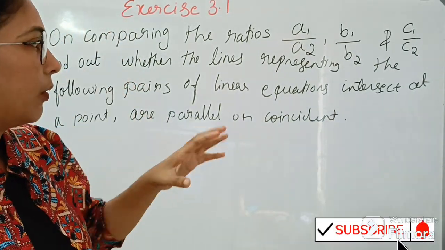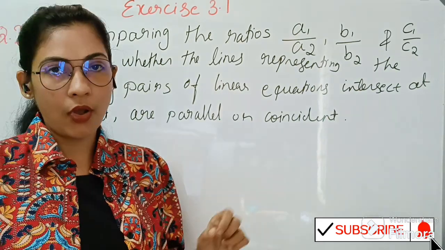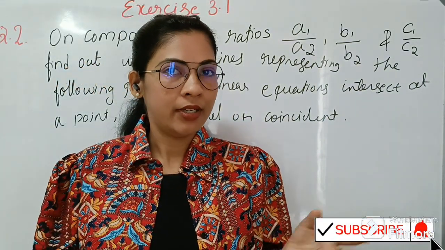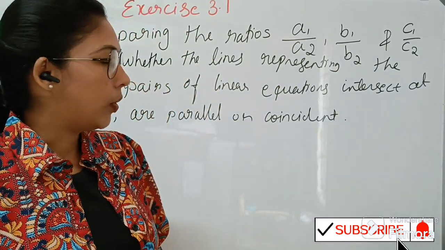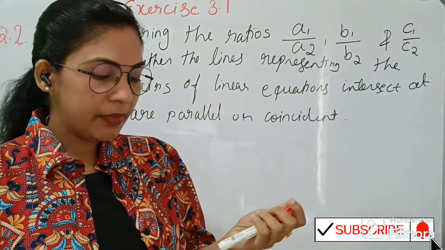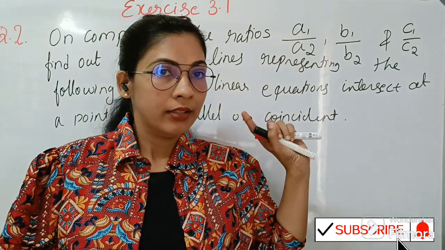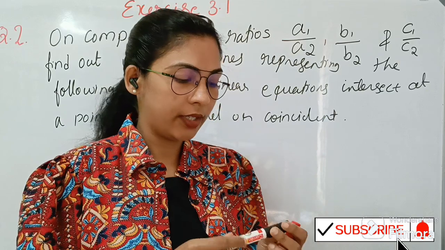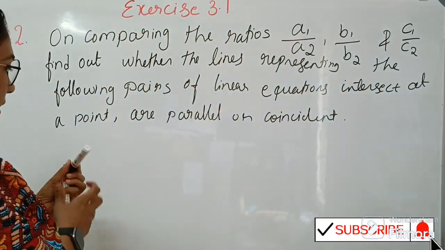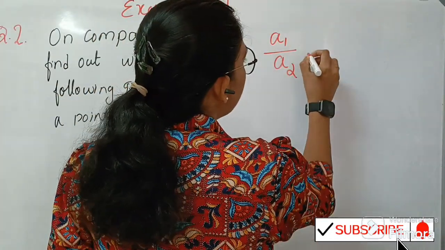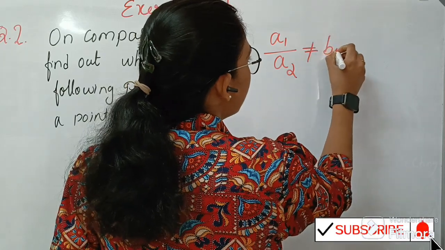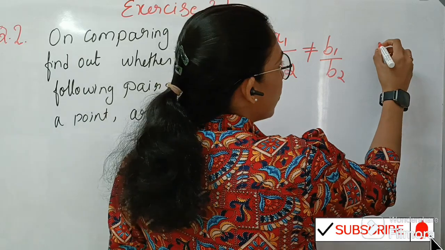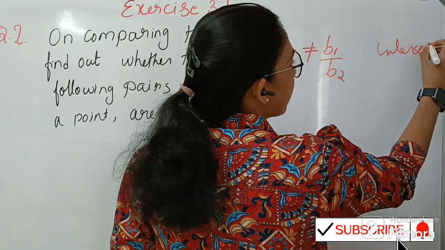So we have to find out whether the lines are parallel or coincident by using the relationship between a1, a2 and b1, b2, etc. Before solving the question, let me remind some important points regarding a1 by a2, b1 by b2 and c1 by c2. There are some relationships. The first one: a1 by a2 is not equal to b1 by b2, then it is said to be intersecting.